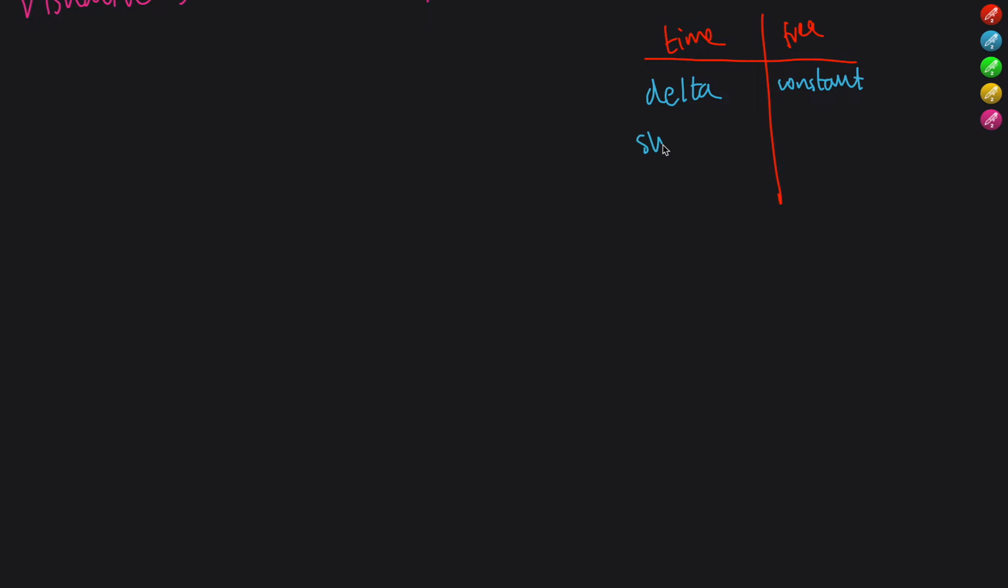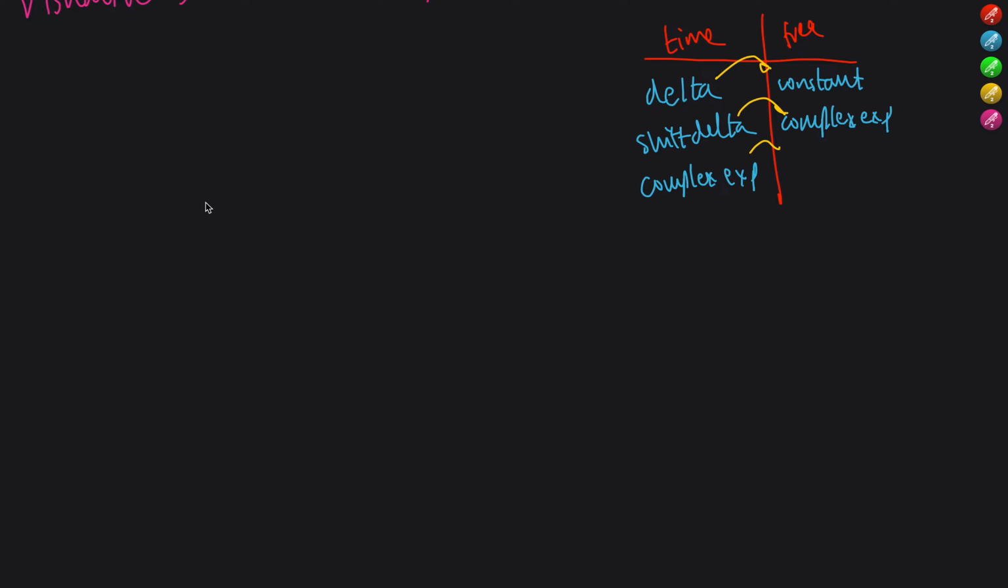If I have a shifted delta in time, that's going to be a complex exponential in frequency. So now let's see what happens if I have a complex exponential in time. Let's see what the frequency representation of that is. To go from here to here, we took the DFT. Let's see what the DFT of a complex exponential is.